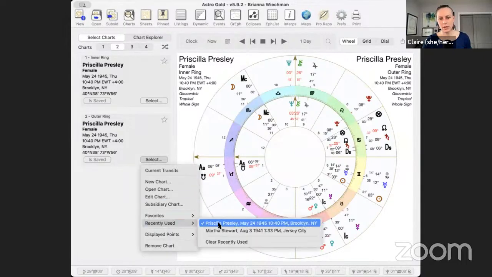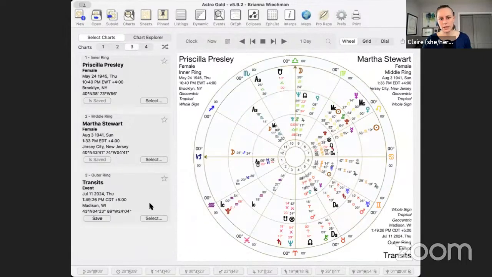But then another thing that we can do is a subsidiary chart. Allegedly, that's the word that we're using. And let me make sure you can see this too.